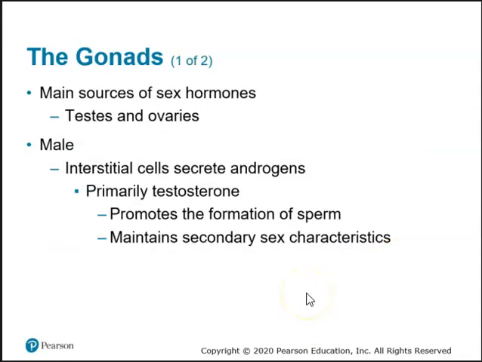Next, we have the gonads. So gonads, again, are important endocrine glands. They are the main source of sex hormones coming from the testes and the ovaries. So in males, we have interstitial cells that secrete our androgens, primarily testosterone. And testosterone is important for the formation of sperm, as well as maintaining secondary sex characteristics in males.